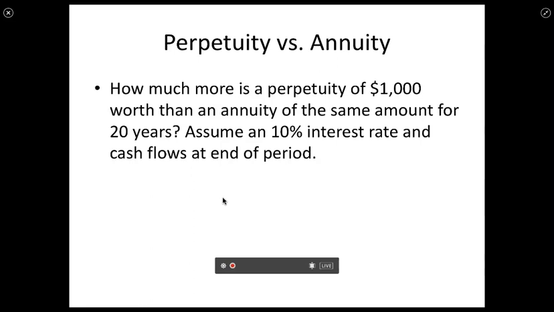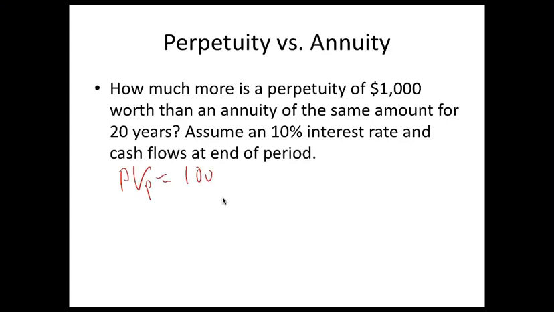So let's compare the present value of a perpetuity to an annuity. How much more is a perpetuity of $1,000 worth than an annuity of the same amount for 20 years? Assume a 10% interest rate and cash flows occur at the end of each period. So, for the perpetuity, the present value is going to be equal to the $1,000 cash flow divided by the 10% interest rate, or $10,000.